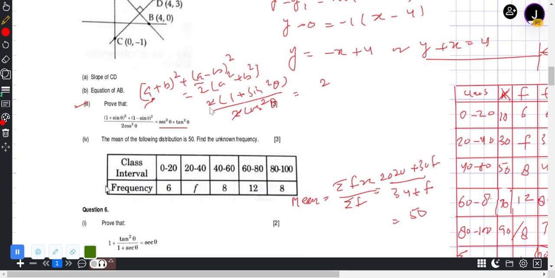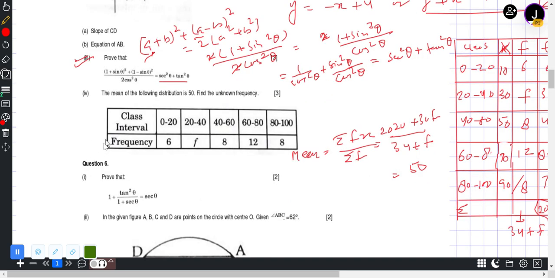Now 2 gets adjusted with 2, right? So we have (1 plus sine square theta) by cos square theta, which is 1 over cos square theta plus sine square theta over cos square theta. Now I think you would have guessed. Question is done, which is actually 1 over cos square theta is sec square theta, and sine square theta over cos square theta is tan square theta. So how many steps did it take? 1, 2, 3, 4. A 4 step question. And how many marks you got? 3 marks for free.